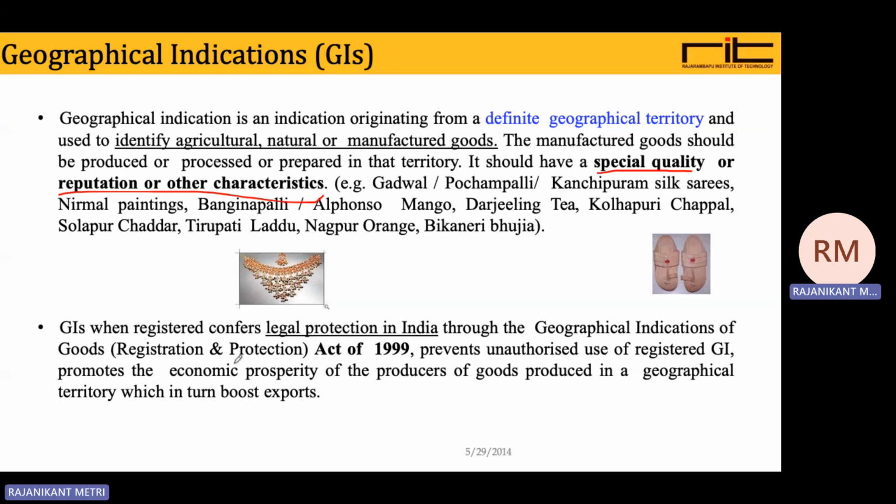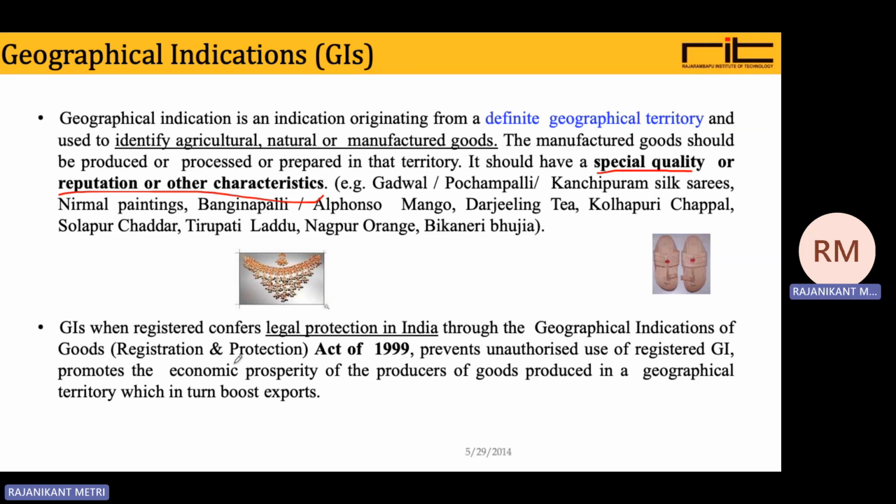It prevents unauthorized use of a registered GI and promotes the economic prosperity of the producers of goods produced in the geographical territory, which in turn boosts exports. So these are used to do business and it boosts the exports from that particular territory. So GIs will protect the producers or manufacturers of that particular geographical territory. That is the importance.